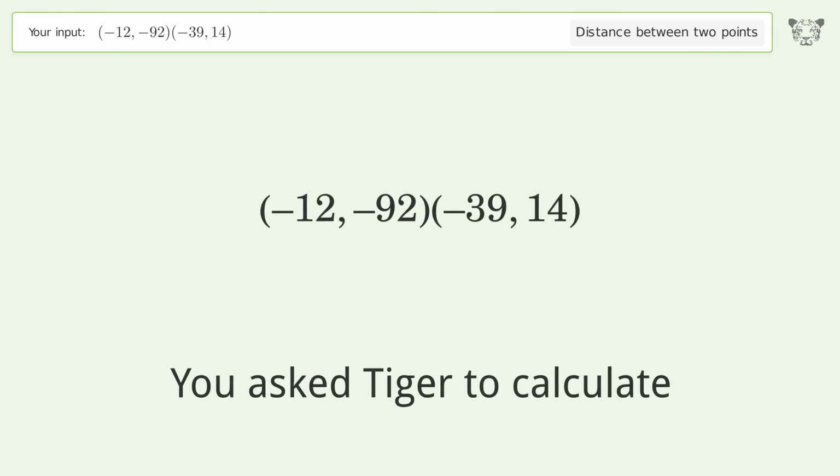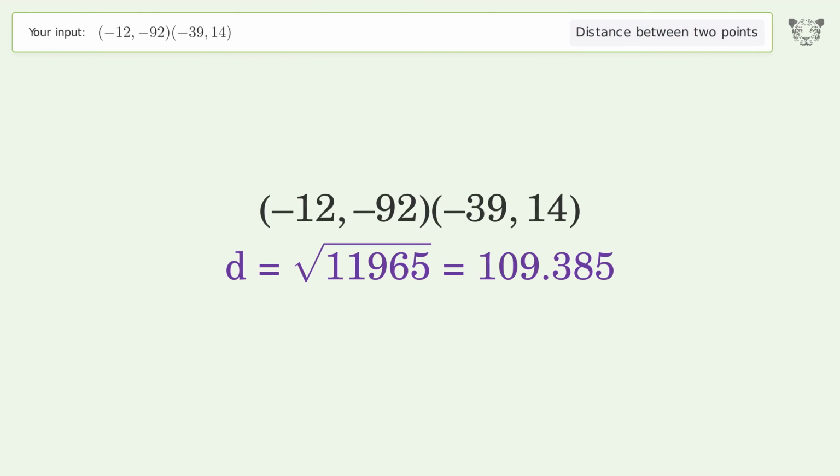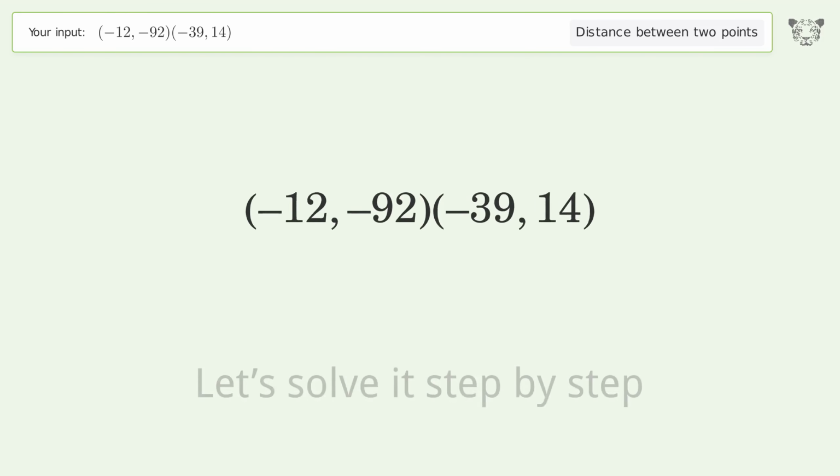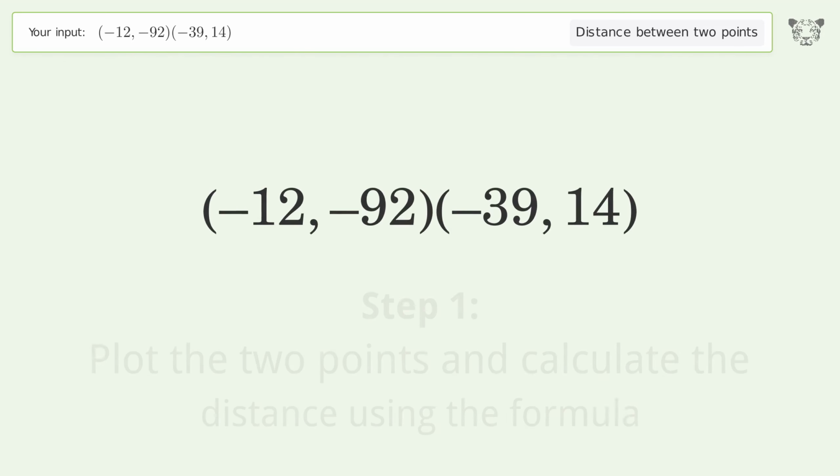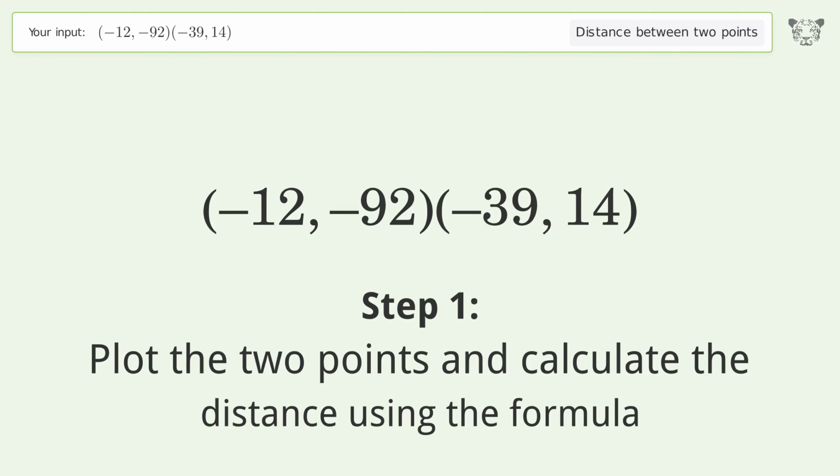You ask Tiger to calculate. This deals with the distance between 2 points. The distance between the 2 points is the square root of 11,965 or 109.385. Let's solve it step by step. Plot the 2 points and calculate the distance using the formula.